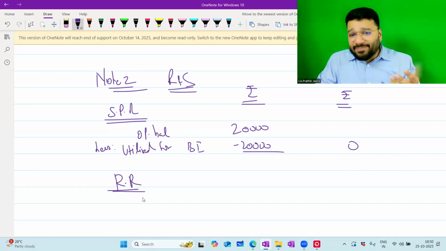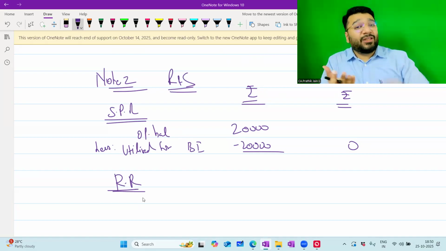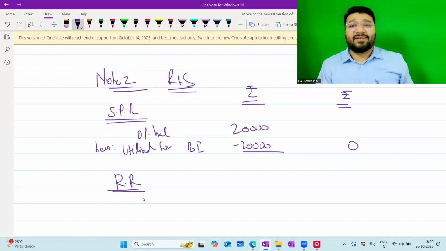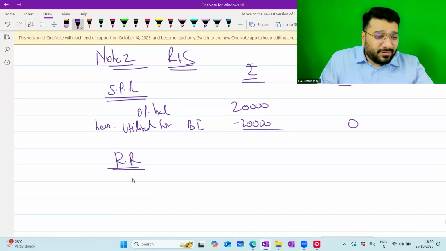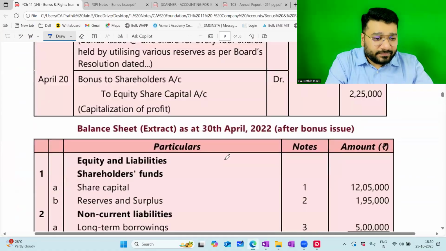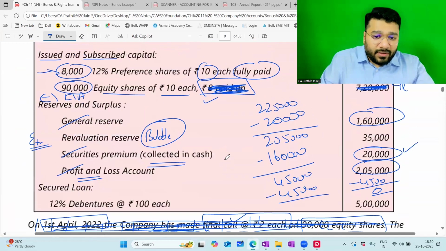This is the balance sheet. How much is there in the revaluation reserve? It is shown throughout the balance sheet itself. On the revaluation reserve, I told you not to use it for bonus issue. In the balance sheet, it will come, no? Revaluation reserve, how much? Same amount. 35,000.